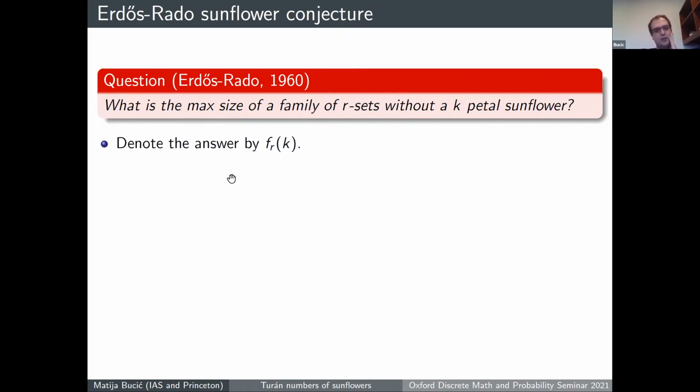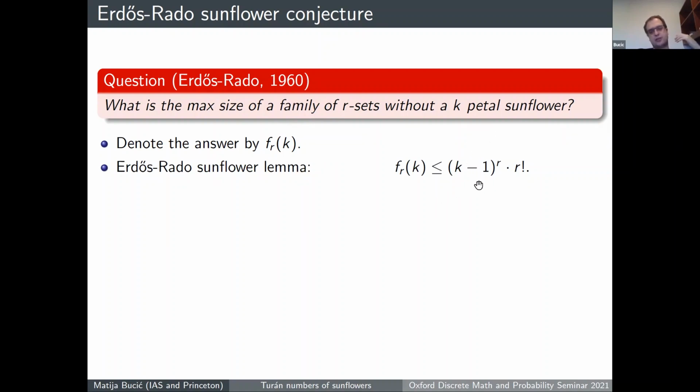But for now, let me tell you what we know about the answer to this question. A priori, it's not even clear that the answer is finite, because as I said, you can work with an arbitrarily large ground set. But it does turn out to be finite. And this is the content of the so-called Erdős-Rado sunflower lemma. They managed to show that you cannot have more than about k to the r times r factorial sets without creating one of these sunflowers.